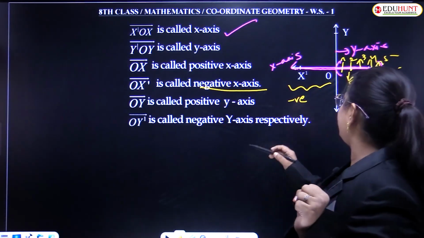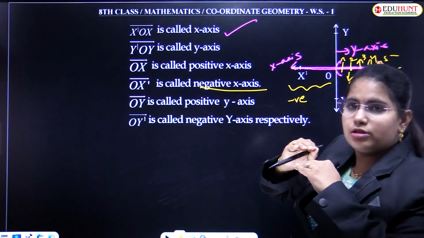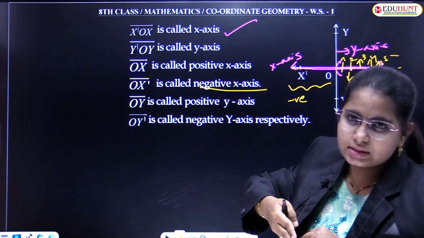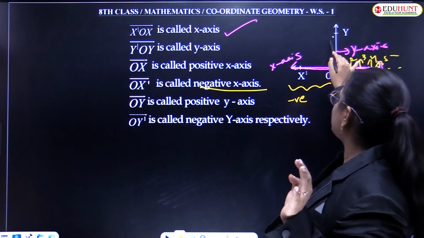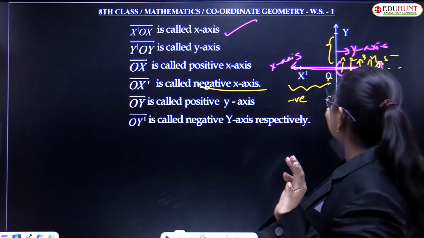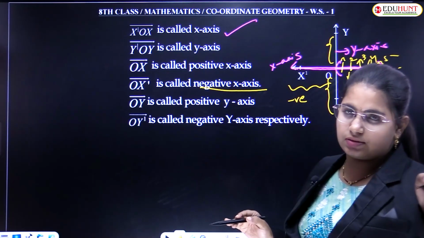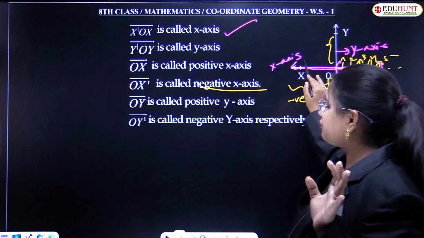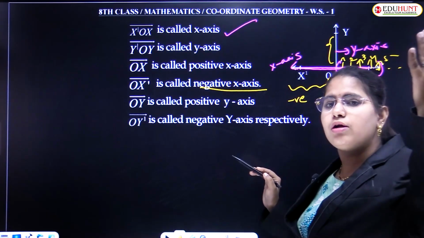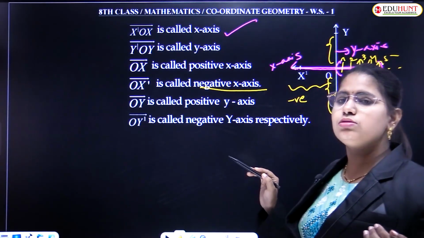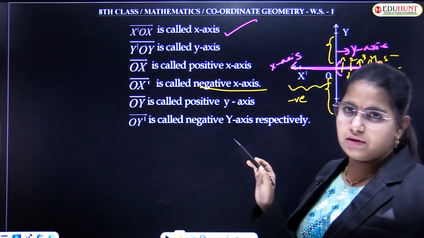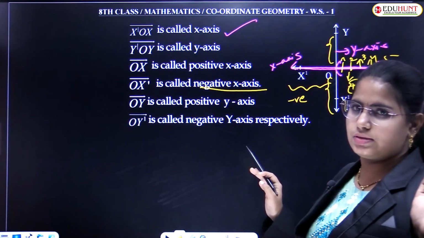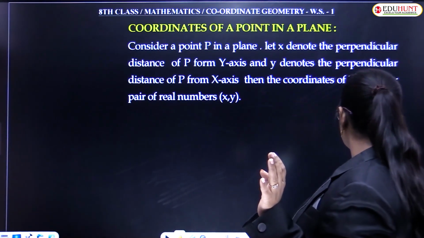Done. And OY, how do you define OY? The part of the y-axis which is on the upper side will always take a positive sign. So this is called the positive y-axis and similarly this will be the negative y-axis. Clear? Right side positive x-axis, left side negative x-axis, upper positive y-axis, down negative y-axis. Am I clear with this? Horizontal line is called x-axis, vertical line is called y-axis. Simple. Done. Can I move to the next one? Right.